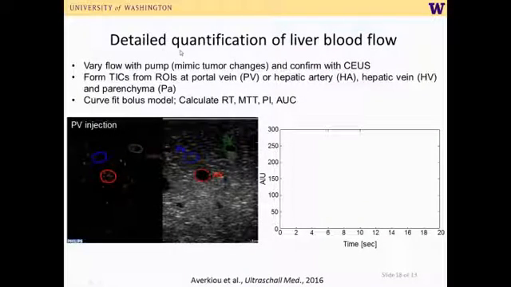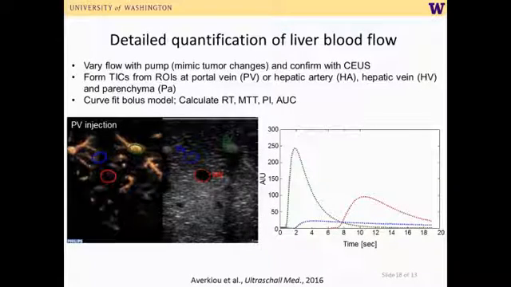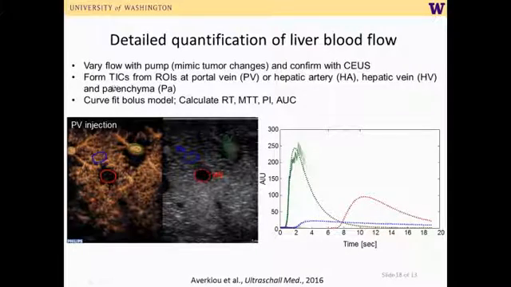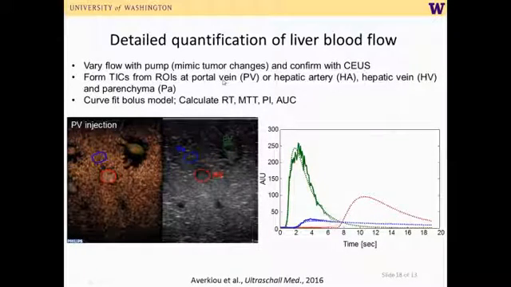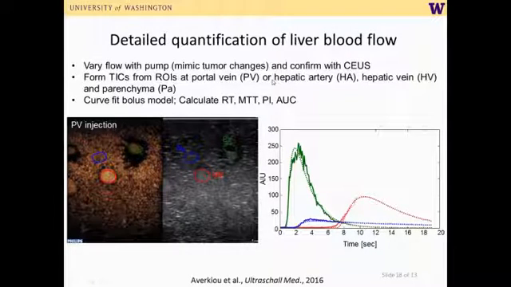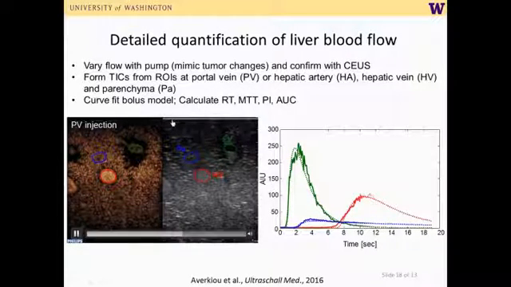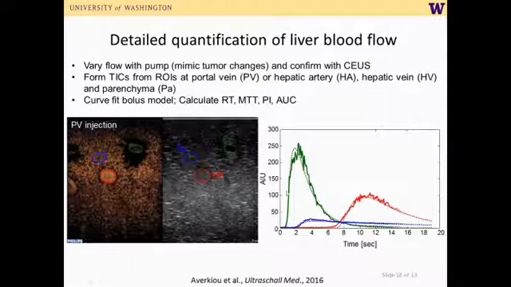So we decided to do detailed quantification of the liver blood flow by varying the flow pump. This is a chance to actually mimic tumor changes, and confirming with contrast-enhanced ultrasound that we can actually see what I just described. We can form time intensity curves in the portal vein or the hepatic artery, depending where we do the injection, the hepatic vein, and the parenchyma, and we get beautiful time intensity curves.